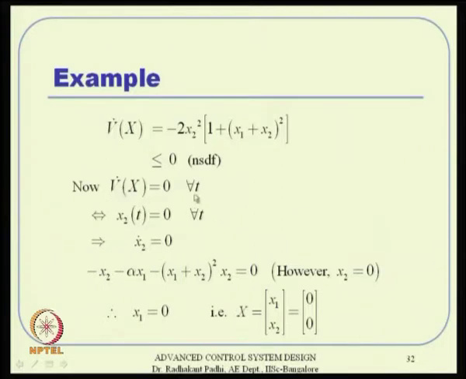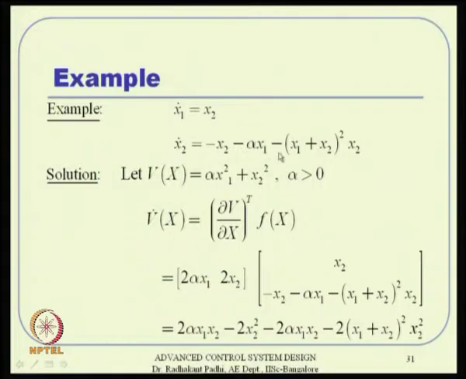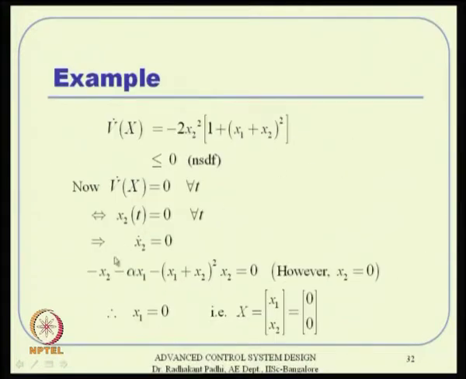And that led us to the conclusion that V dot of x equal to 0 happens only at x 2 equal to 0, and if x 2 is 0 for all time, then x 2 dot is also 0, and x 2 dot happens to be like this. Substituting that, and noting that x 2 is already 0, this one is cancelled out, this one is cancelled out anyway. So, you are left with no choice other than x 1 equal to 0.